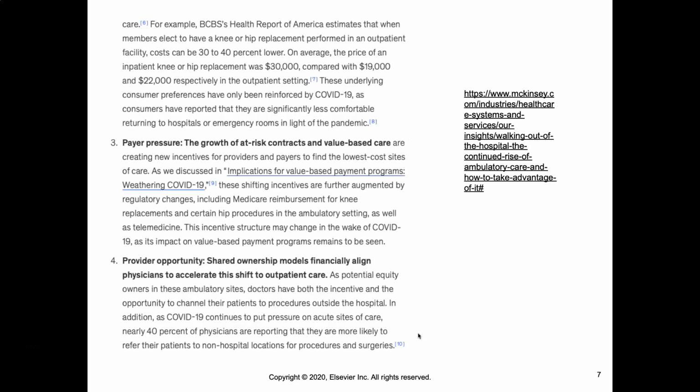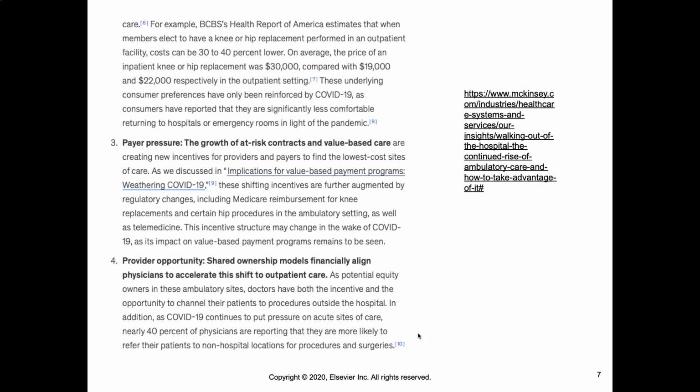I want to move on to the next slide because it continues what we were talking about. There's also payer pressure. There are new incentives for providers and payers to find the lowest cost sites of care. And so when you're looking for a lower cost, typically that's outside of a hospital setting. Hospitals are high cost settings just by the nature of the beast that they are. And so that's another reason for growth in ASCs and continued future growth.